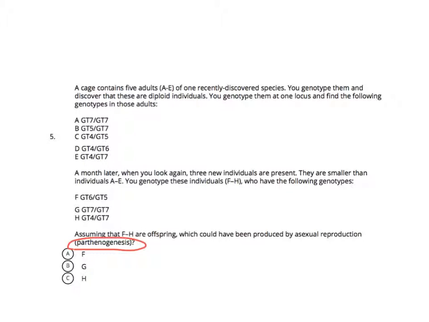So what's going to be true about parthenogenesis? Similar to the parent, because only one parent produces the gametes. What's true about the two gametes that fuse, the two cells, one oocyte and one second polar body? What's true about their haplotypes, genotypes? They're the same. Right, they're identical.